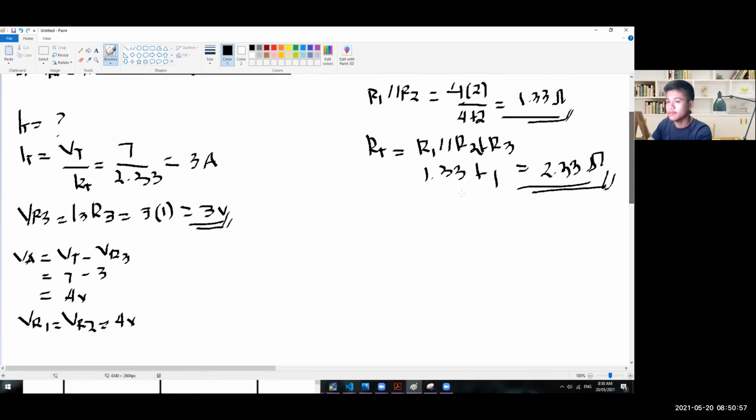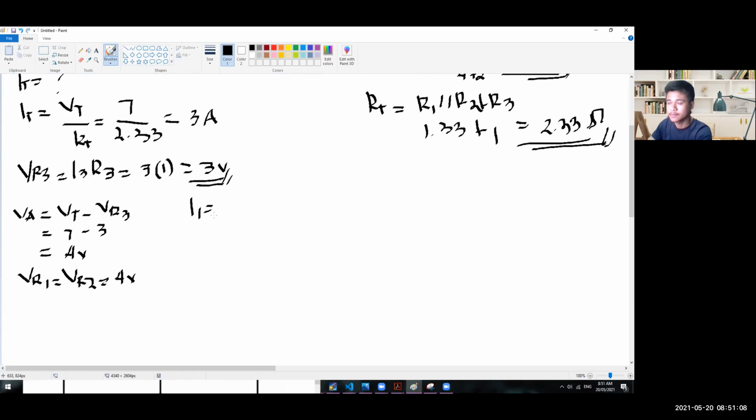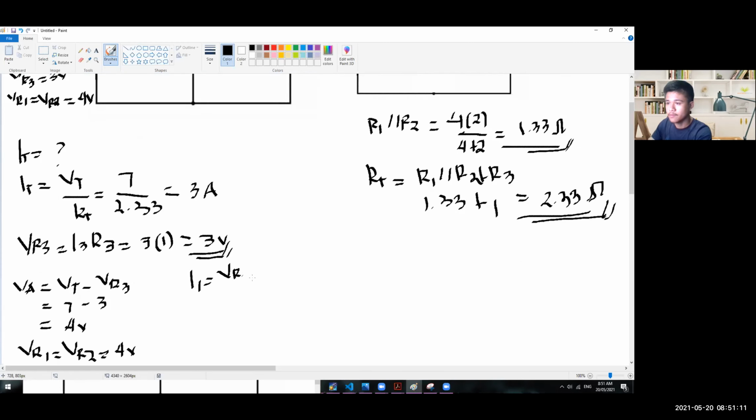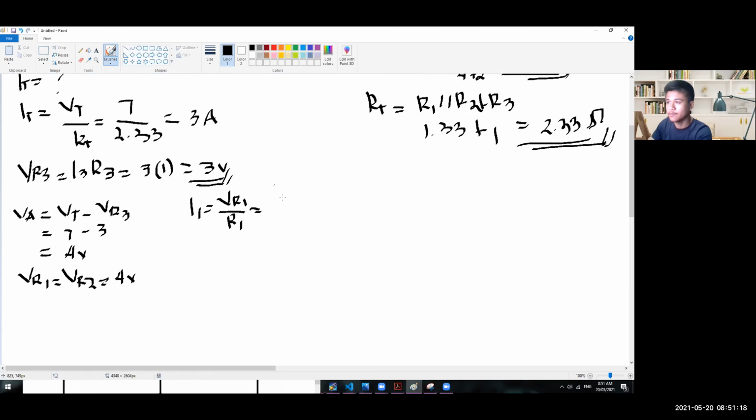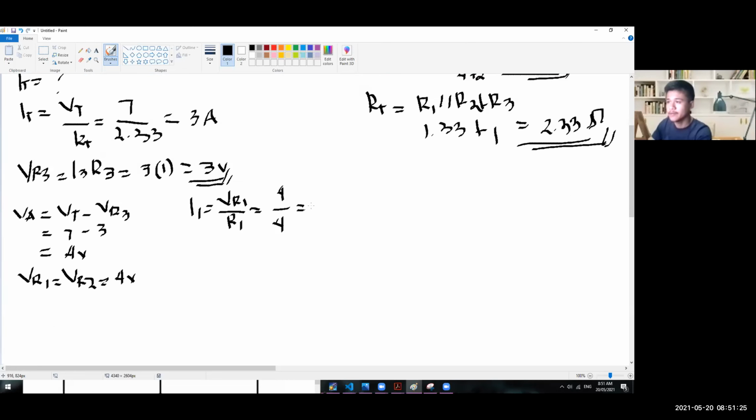Since we already have the value of VR1 and VR2, we can now solve for the value of I1. The formula for I1 is VR1 divided by R1. So for VR1, we have 4 volts divided by R1, which is 4 ohms. So 4 divided by 4 is 1. So for I1, we have 1 amp.